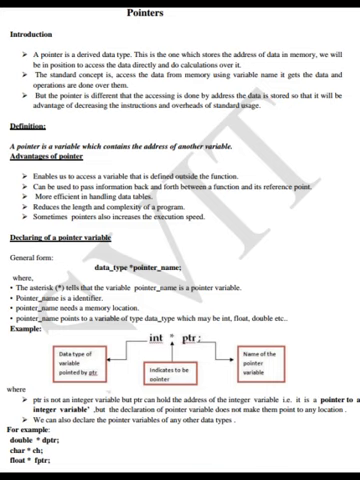See the example with figure, where PTR is not an integer variable, but PTR can hold the address of an integer variable. That is, it is a pointer to an integer variable, but the declaration of a pointer variable does not make them point to any location. We can also declare pointer variables of any other data types. See the example.